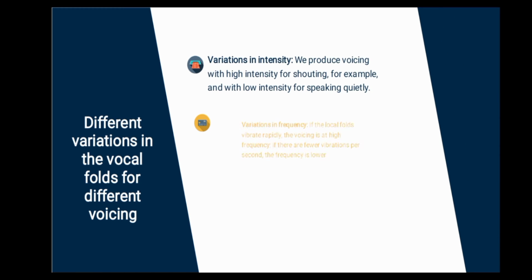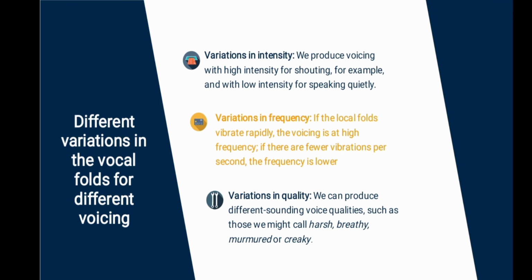Next, different variations in the vocal folds for different voicing. First, variations in intensity. We produce voicing with high intensity for shouting, for example, and with low intensity for speaking quietly. Second, variations in frequency. If the vocal folds vibrate rapidly, the voicing is at high frequency. If there are fewer vibrations per second, the frequency is lower. And last, variations in quality. We can produce different sounding voice qualities, such as those we might call harsh, pretty, murmured, or creaky.